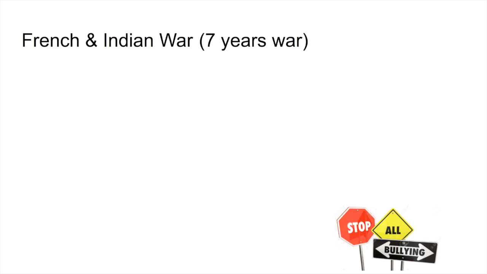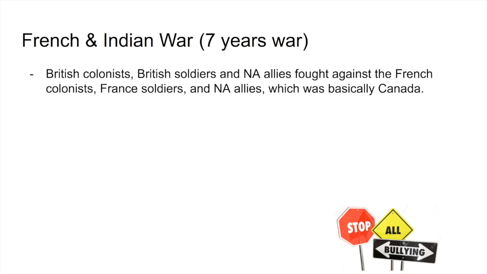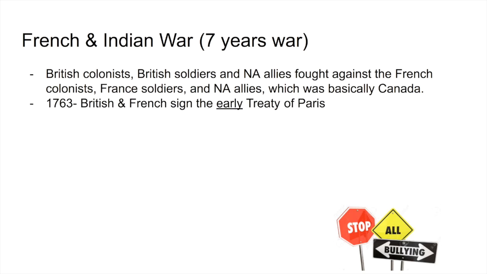So basically, the French and Indian War, also called the Seven Years' War, was British colonist soldiers and Native American allies. They fought against the French colonist soldiers and Native American allies, but now we think of them as Canada, but back then it was not Canada. And then they signed the earlier Treaty of Paris, which was in 63. The later Treaty of Paris that ended the American Revolution was in 83. It ends war. Oh, it might not be 83, I'm not sure, but it ends war.